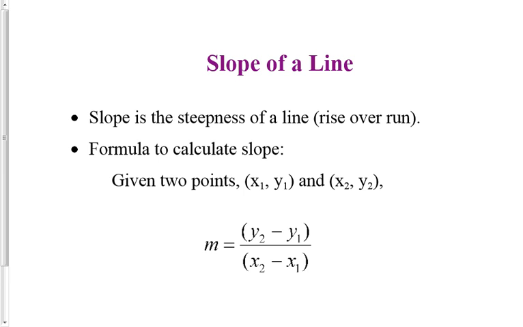Start with a quick review of slope of a line. This is something you would have learned in Algebra 1. So let's review it. Slope is the steepness of a line, the rise over the run. There's a formula to calculate slope. When given 2 points, (x1, y1) and (x2, y2), we have the slope formula, often designated with the letter lowercase m. Slope equals y2 minus y1 over x2 minus x1.